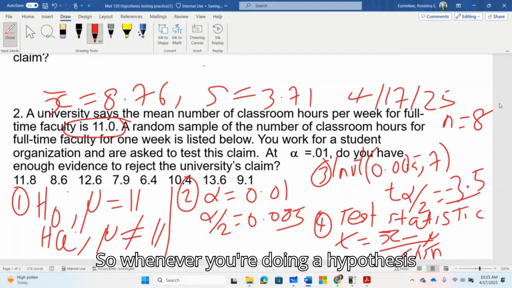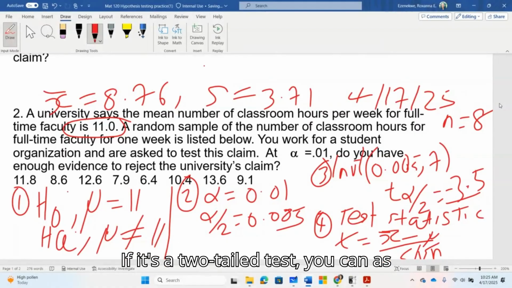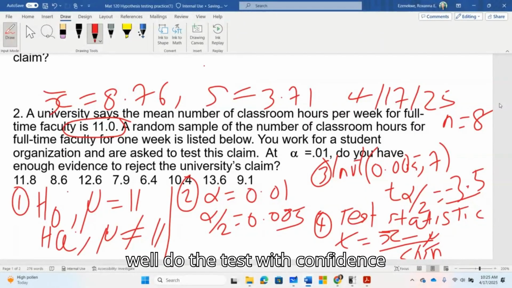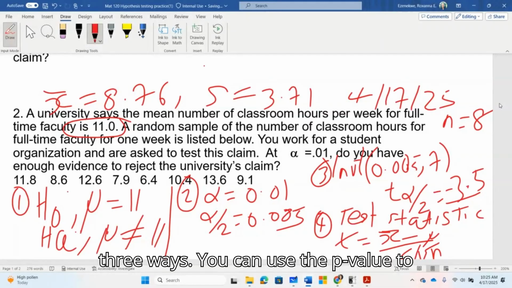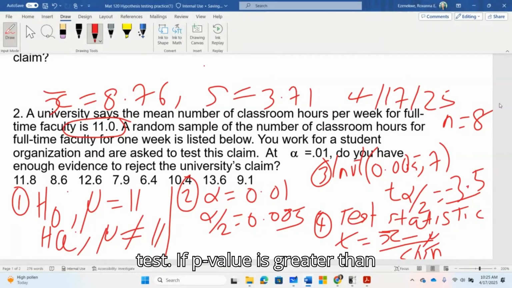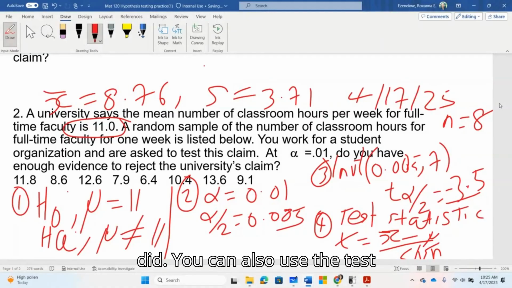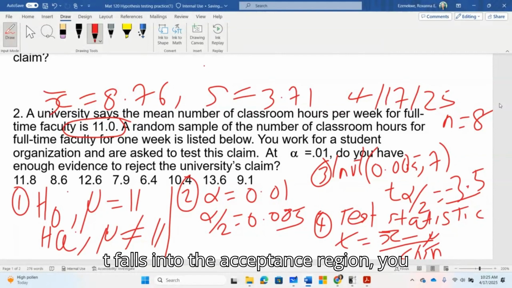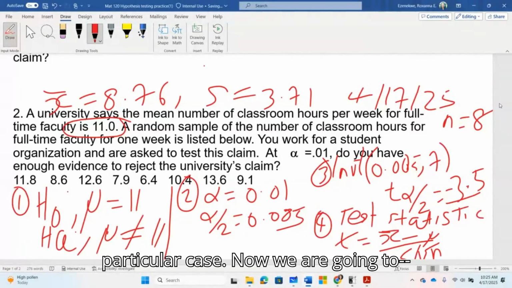Whenever you're doing hypothesis testing, if it's a two-tailed test, you can also do the test with a confidence interval. So if it is a two-tailed test, you can test in three ways. You can use the p-value: if the p-value is greater than alpha, you accept the null, and we just did. You can also use the test statistic: if t falls into the acceptance region, you accept the null. We did that in this particular case.